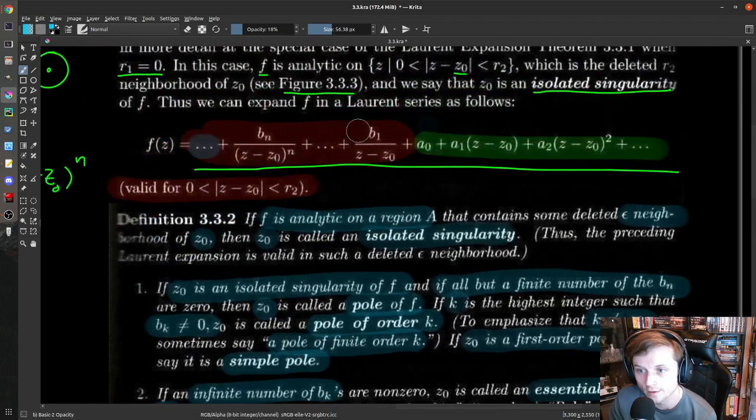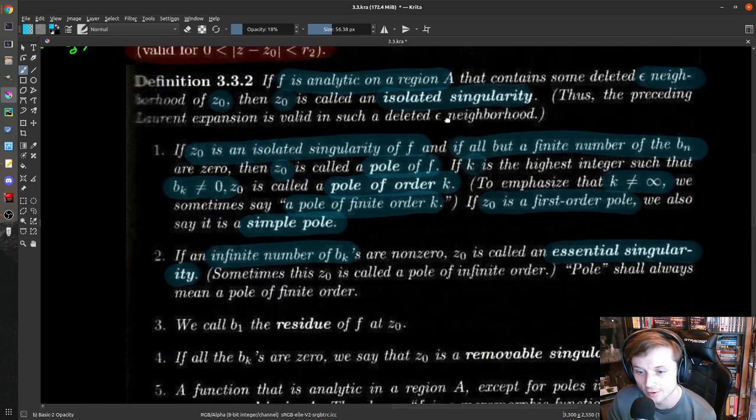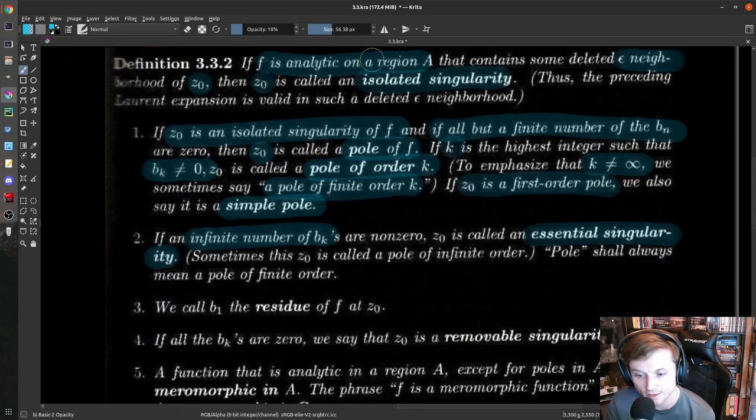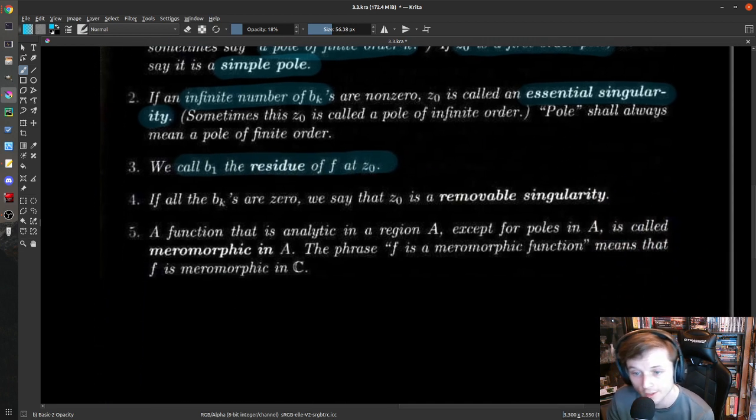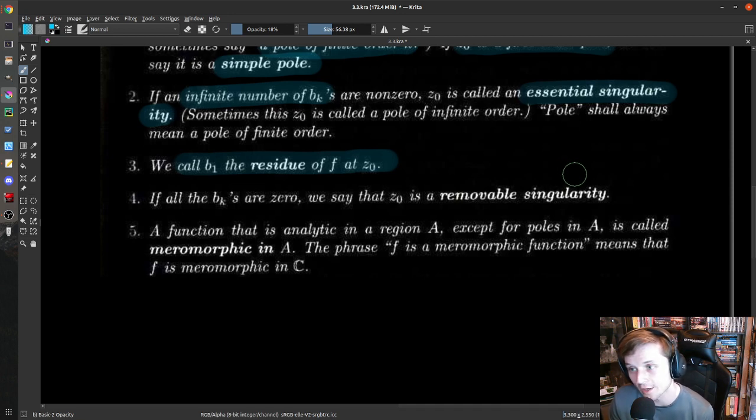B1, this first piece right here, the part that goes over z minus z naught, is so important we give it its own name. We call B1 the residue of f at z naught. All right, cool. So the first coefficient on the rational side of the expansion is the residue. We'll discuss historical reasons for why it's called the residue in a little bit, actually next class on Friday. But right now, it's just a name. We're just assigning a name to it, nothing weird.